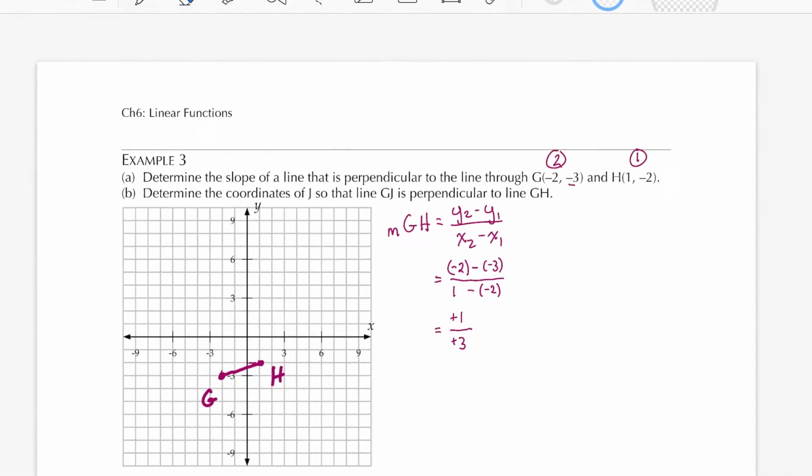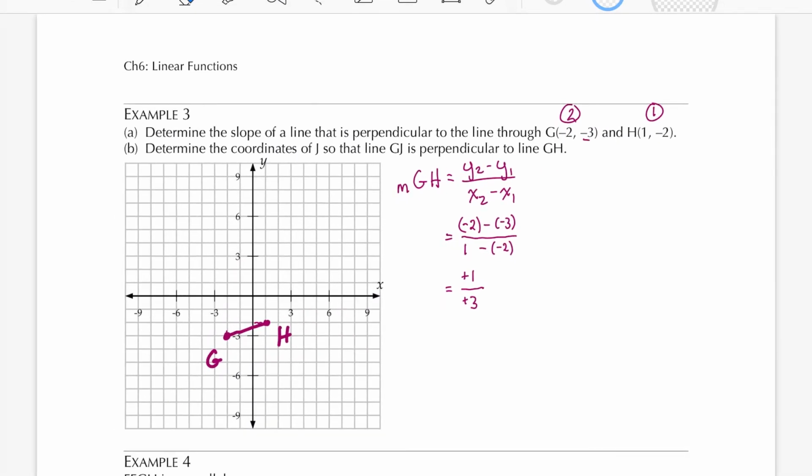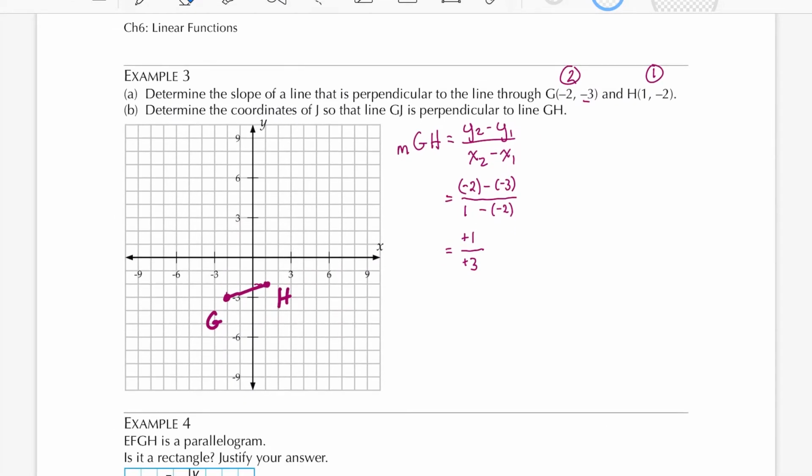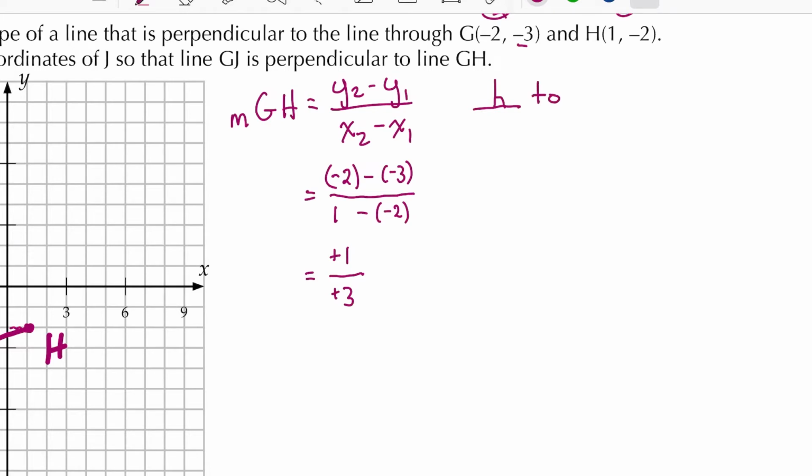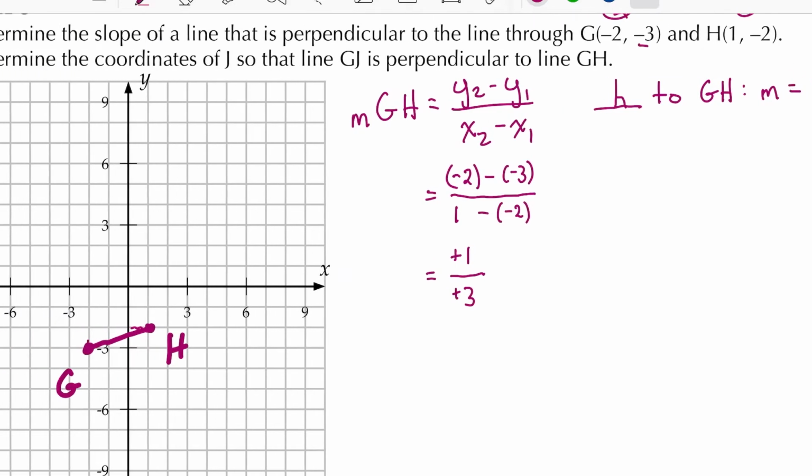Now, what we want is the slope of a line that is perpendicular to this. So we're going to write that down. Perpendicular to GH means that the slope would have to be the negative reciprocal of this number here. That's a positive number. So we're going to have -3 over 1.